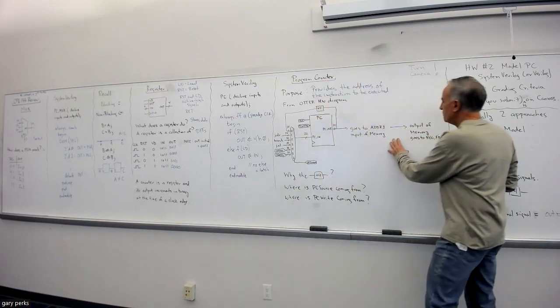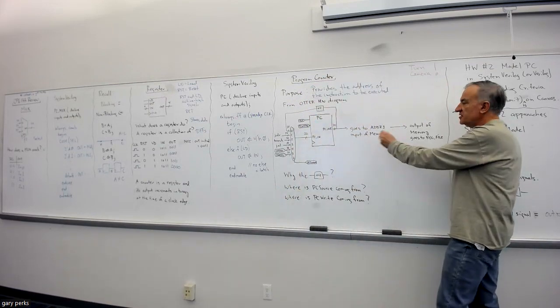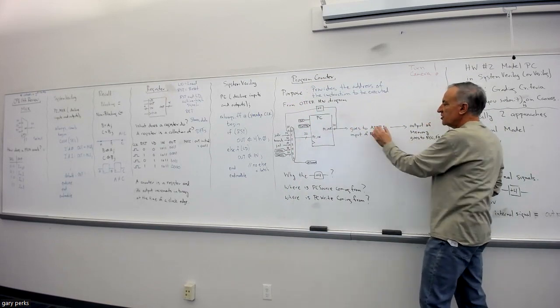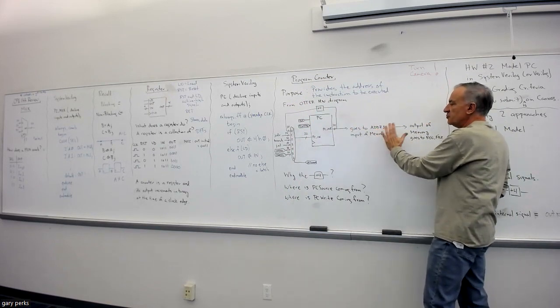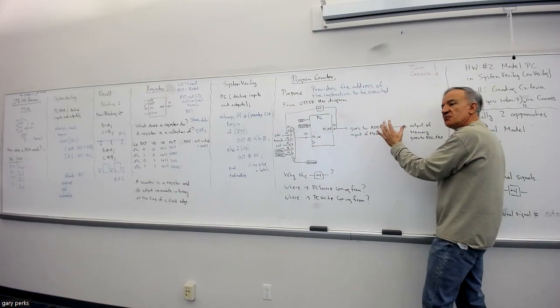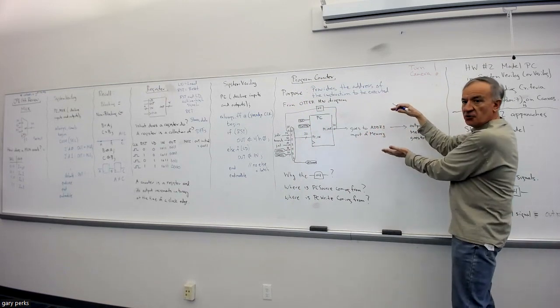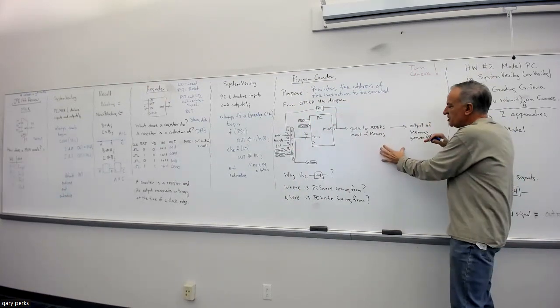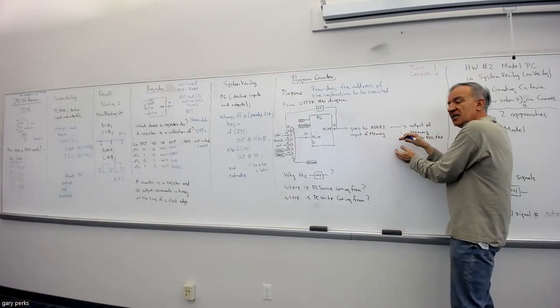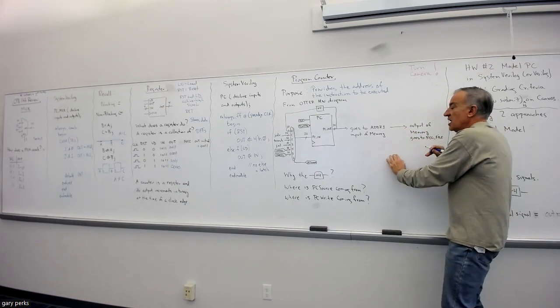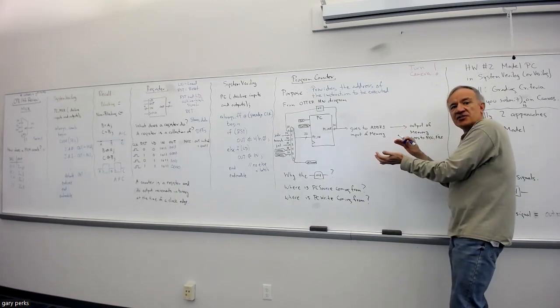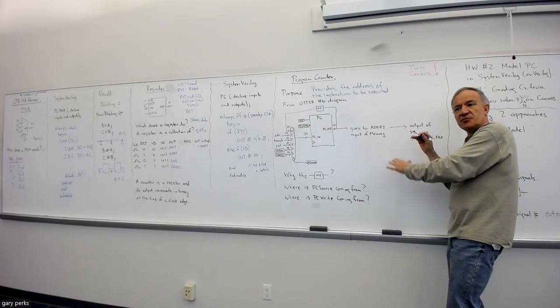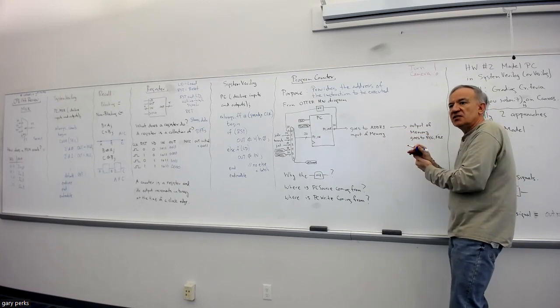But remember last week we talked about the memory module. And the output of this program counter goes to this address 1 input of the memory module. And inside that memory module are our code segment, our data segment, our stack segment. And right now we're just interested in the code segment, which is contained within the program. It has our program instructions, machine code.